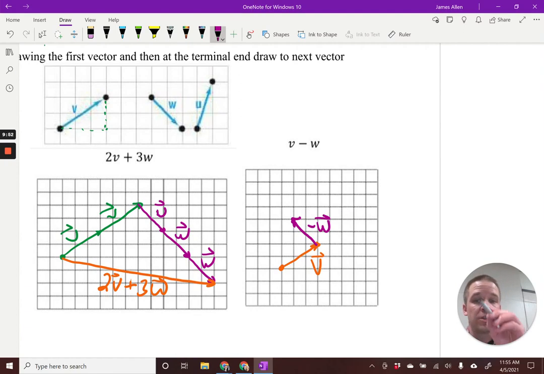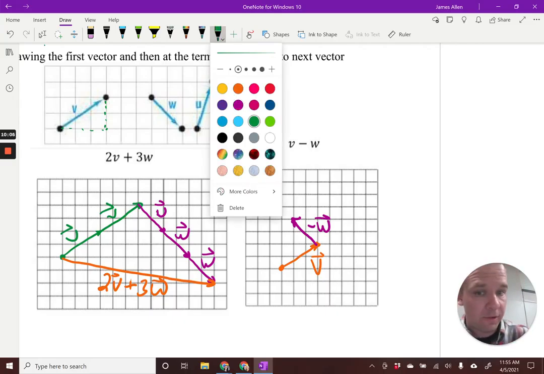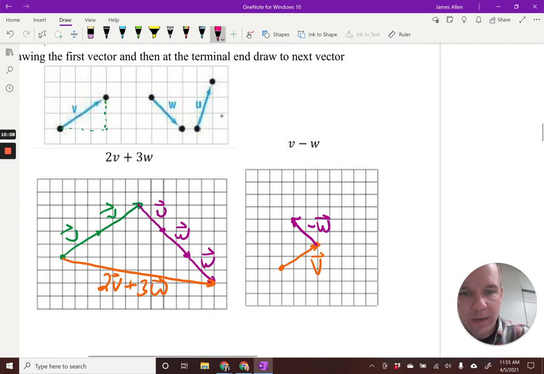Okay? So before I was going to the right 2, so now I'm going to the left 2. And before I was going down 2, so now I'm going up 2. Okay? Pretty straightforward as far as that goes. Hopefully it makes sense for you. And now my result vector, I'll use bright pink here, would be this one right here. This would be our V minus W. Yay! Fun drawing vectors, right?